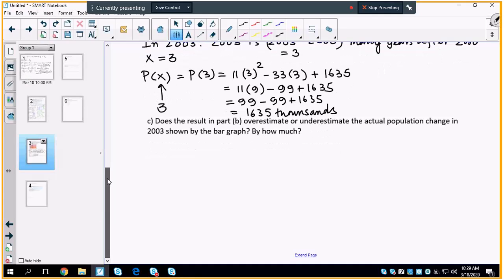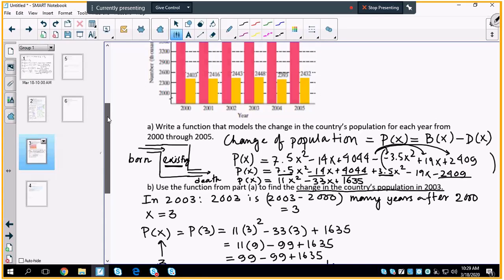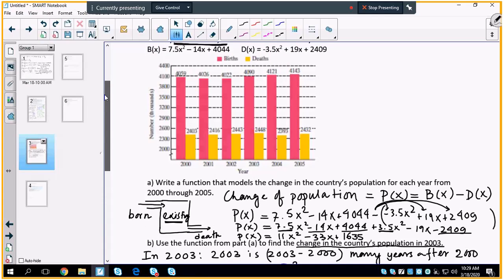Does this result in part B overestimate or underestimate the actual population change in 2003 shown by the bar graph? By how much? So actual population change, and these are going to be data that are going to come from the bar graph. So let's go ahead and look at our bar graphs. If you look at the colors, it is clearly describing which year what is the number of births and number of deaths. Number of births are in red, number of deaths are in yellow.